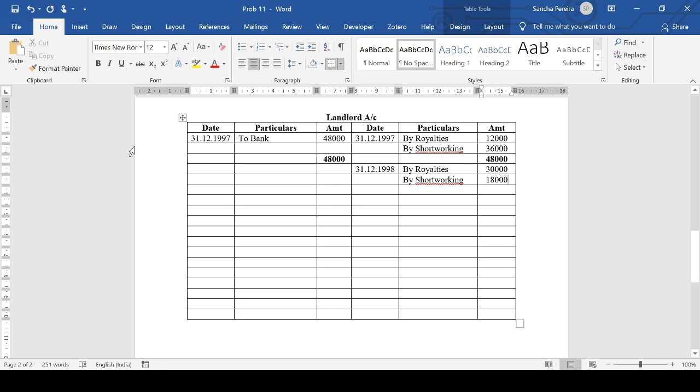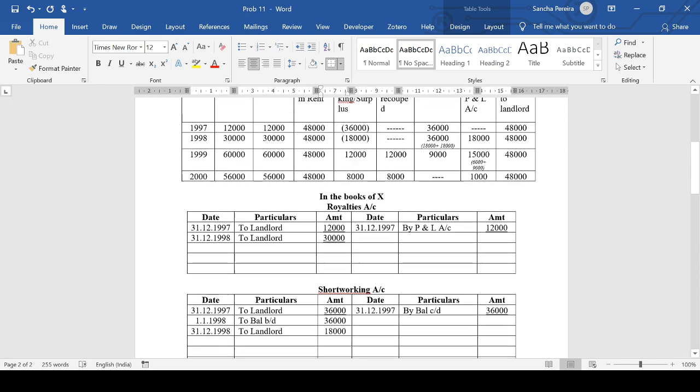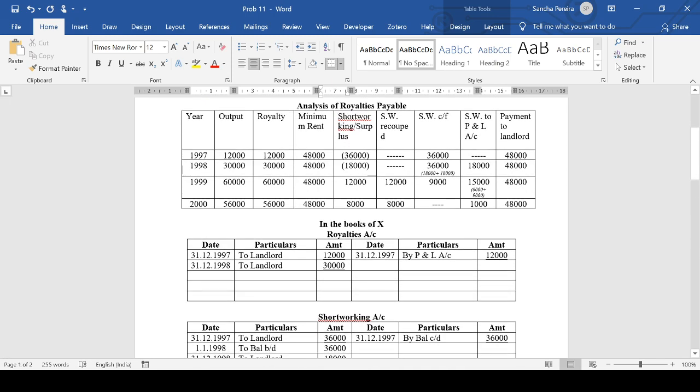Next is the payment, which is landlord account debit to bank, which is 48,000. Now we need to be a little careful here. Normally the last entry would be the entry where we transfer the short working to the P&L account. Normally the short working is transferred to the P&L account only in the years when we start getting a surplus. But this is a slight exception because of that 50% rule.